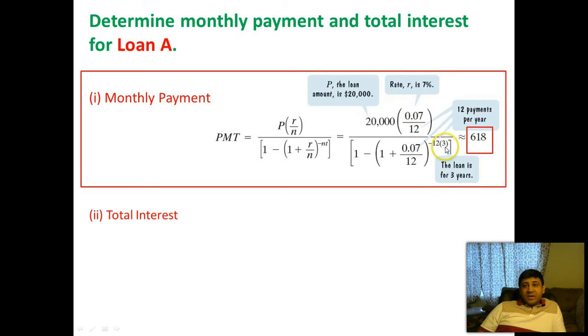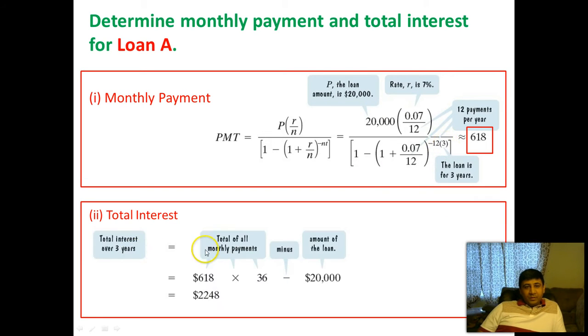Since you are going to pay this for 3 years, the total interest over 3 years will be the total number of monthly payments, which is this 618 we just calculated. Since our loan is for 3 years, we will pay it for 36 months, minus the amount of the loan. So this much we will pay, this much we basically owe them, so we will make an overpayment of $2,248 right there. So this will be the interest we will pay if we go with option A here. This is the total interest with loan A.